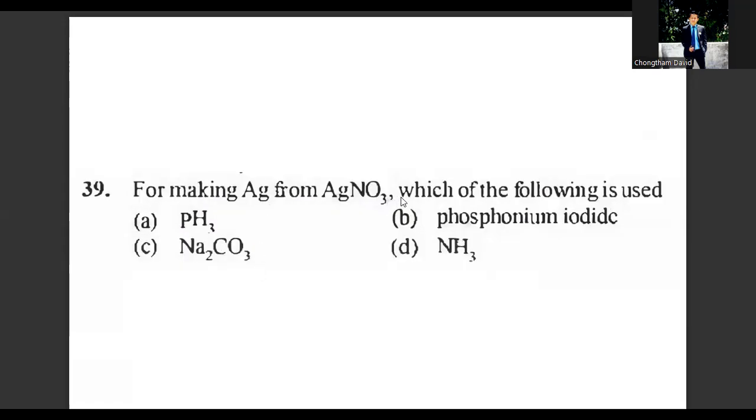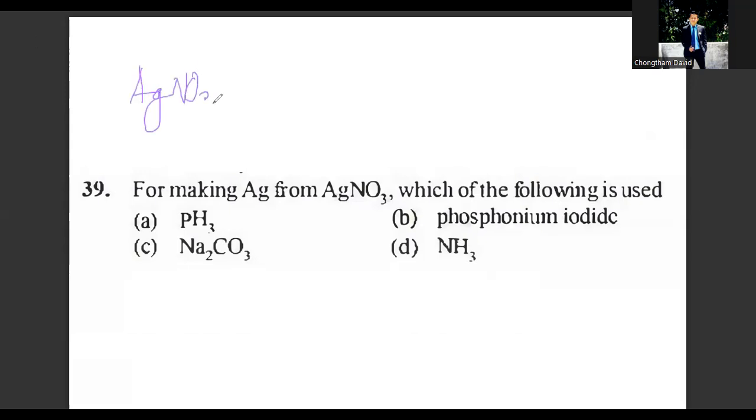For making silver from silver nitrate, which of the following is used? 39. When silver nitrate reacts with phosphine, silver is formed. So how does it take place? Let us write the reaction.